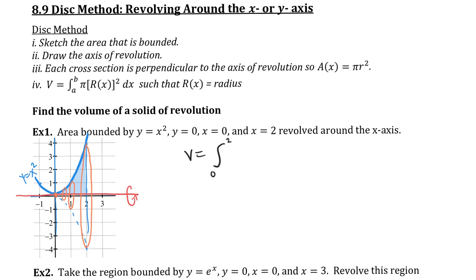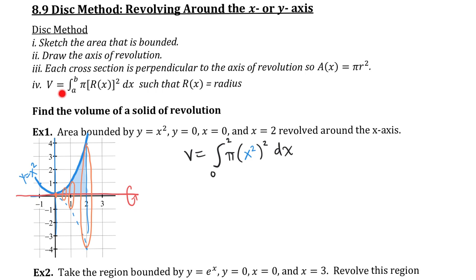Now my cross section is going to be each of these little circles. Since it's rotating, it's a circle, so it's going to be pi. The radius in this case is going to be from here to here, which is the upper function minus the lower function. Let me go ahead and put the pi. The upper function is x squared. The lower is y equals 0, so x squared minus 0 is just x squared. This is the radius, and I'm going to square it, and I'm doing this with respect to x.